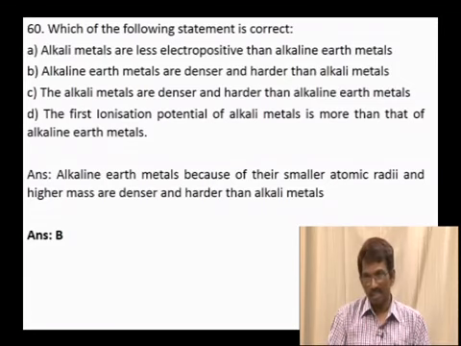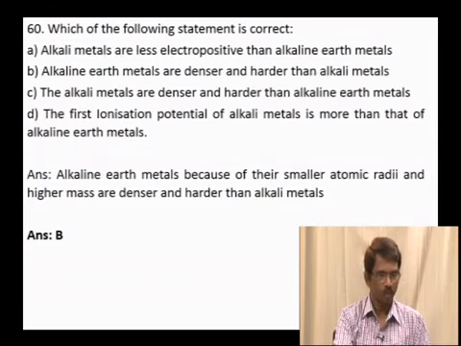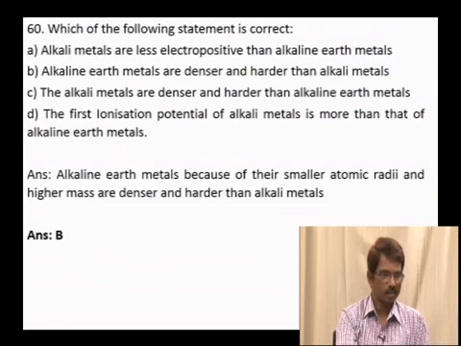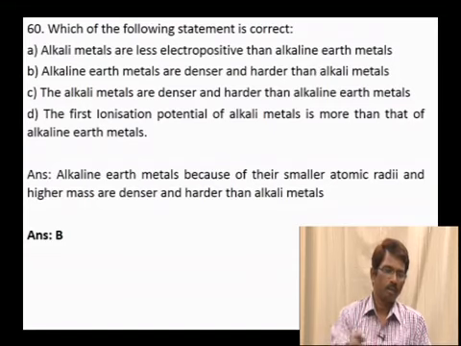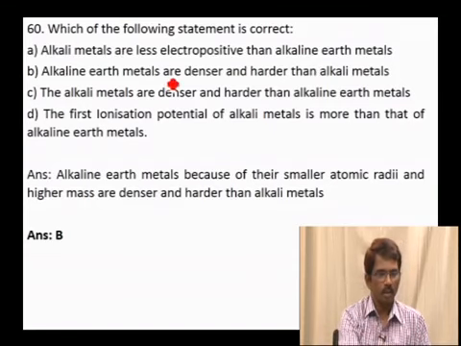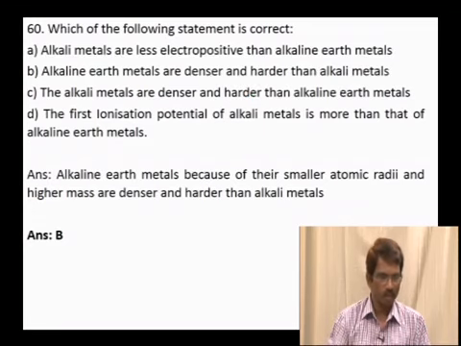Moving on to question number 60. Which of the following statements is correct? You have to find out the correct statement among the four options. Option A, alkali metals are less electropositive than alkaline earth metals. Definitely this is a wrong statement, because alkali metals are more electropositive than alkaline earth metals, because electropositive character decreases when you move from left to right of the periodic table. Option B, alkaline earth metals are denser and harder than alkali metals.